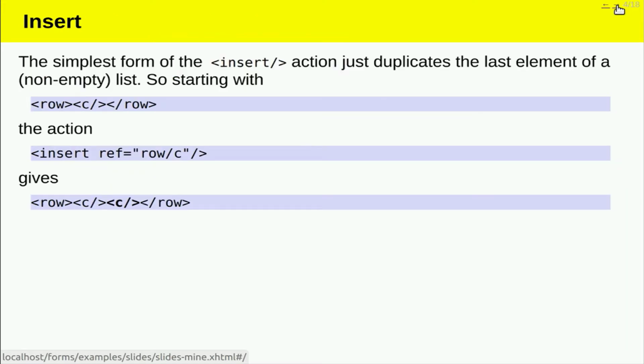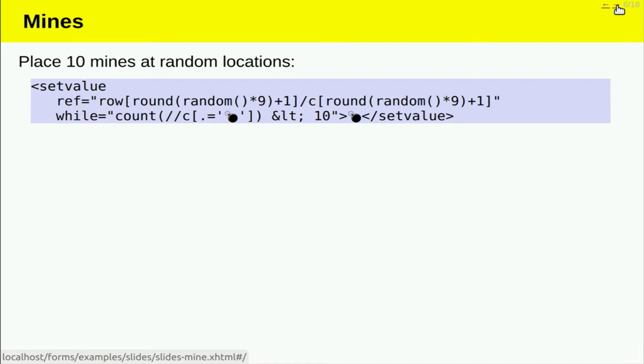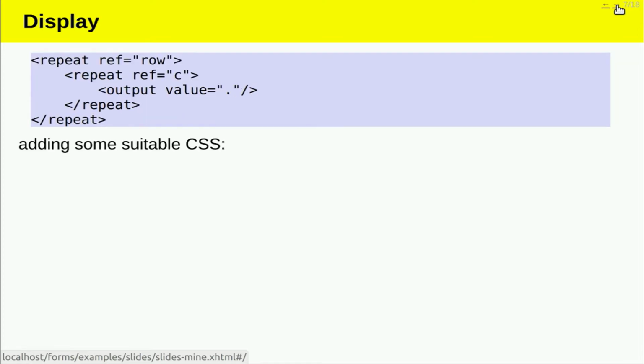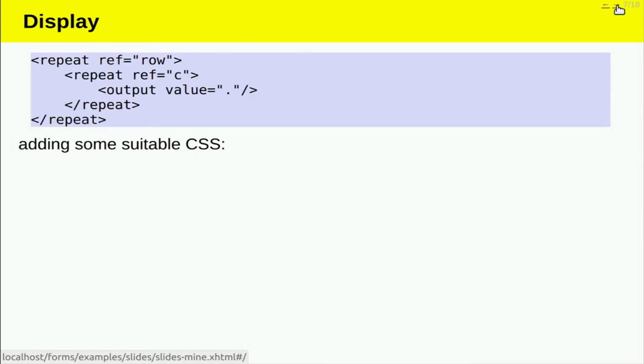I do that by catching the XForms ready event, and when that happens, I do some inserts. Now, the default insert action on an element is to just duplicate that element. So if I say insert ref equals row slash C, then I just get another C. So I repeat that row slash C 10 times so that I get 10 cells in a row, and then I do it on the rows so I get 10 rows. And then I set 10 random locations with a bomb, which I display with 2 nested repeats, add some suitable CSS, and I get this. And just to show that this is live, I'll do it again, and you can see a different pattern.